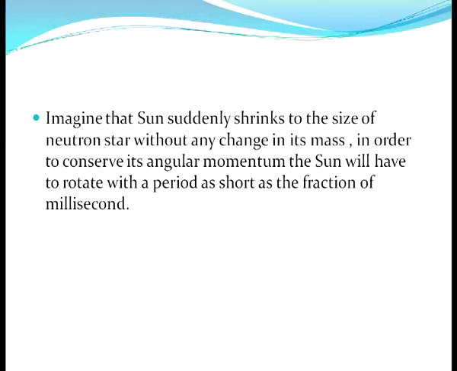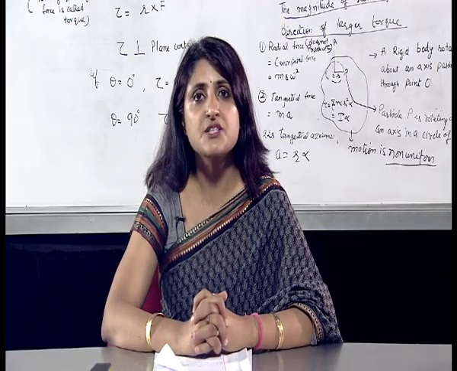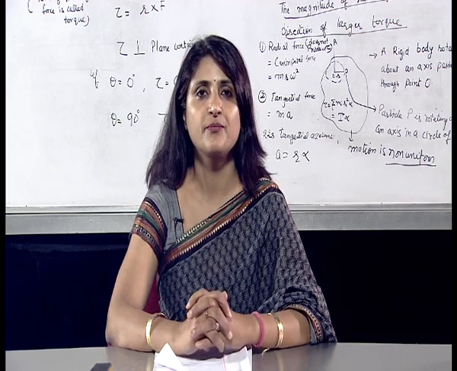Imagine that now the sun suddenly shrinks to the size of a neutron star without any change in its mass. In order to conserve its angular momentum, the sun will have to rotate with a period as short as a fraction of a millisecond because now its distribution of mass has changed. It has shrunk, that is, the radius decreases.